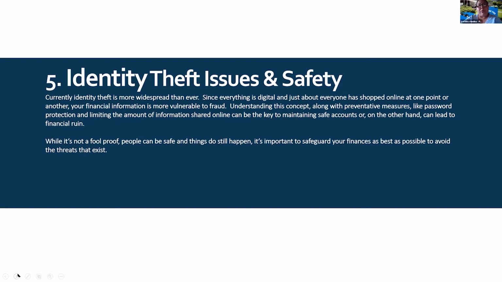While it's not foolproof, people can be safe, and things do still happen. It is important to safeguard your finances as best as possible to avoid these threats that exist.